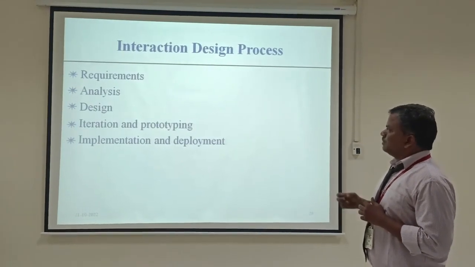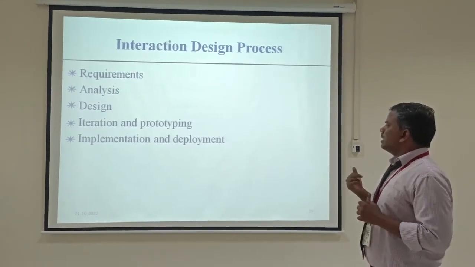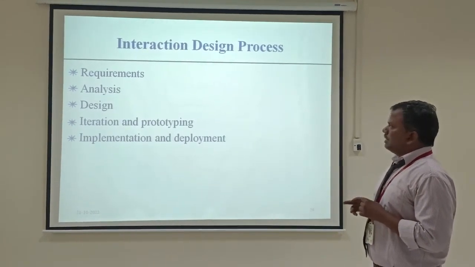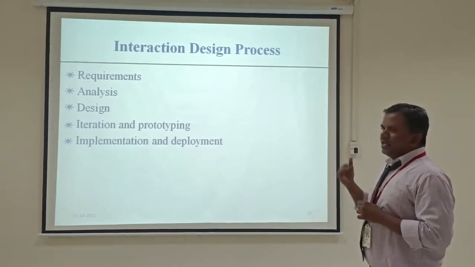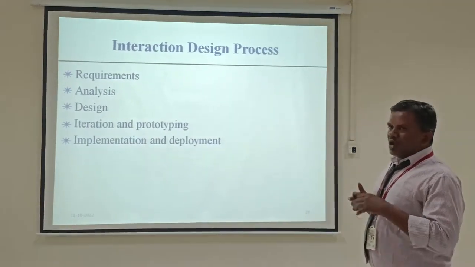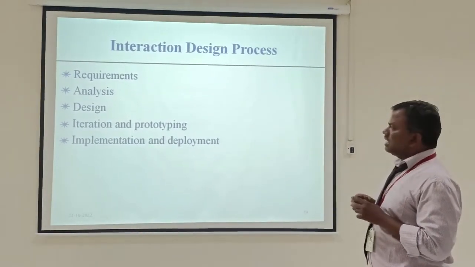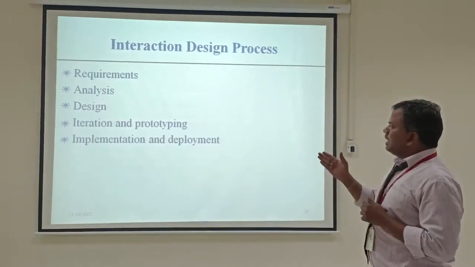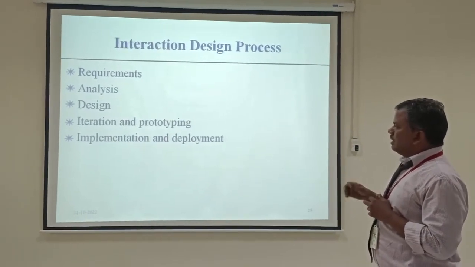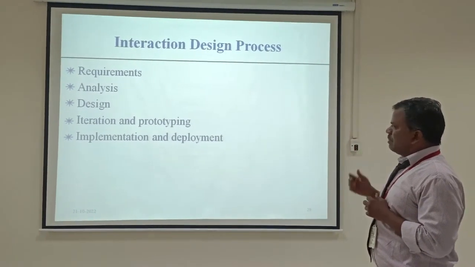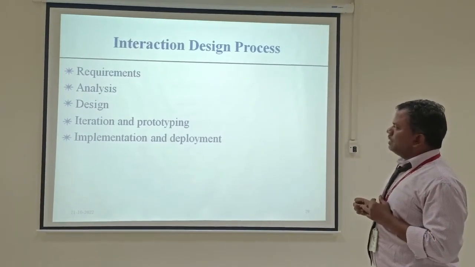Interaction design process: requirements, analysis, design, interaction and prototyping, implementation and deployment. Requirements means collecting the user requirements, then analyzing those requirements. Analyze means we select the particular software and equipment. Then designing, that is the layout of the overall project. Then interaction and prototyping: the designing work is completed, that is the prototype. Then finally implementation and deployment. We implement the design, then deploy and test our implementation.